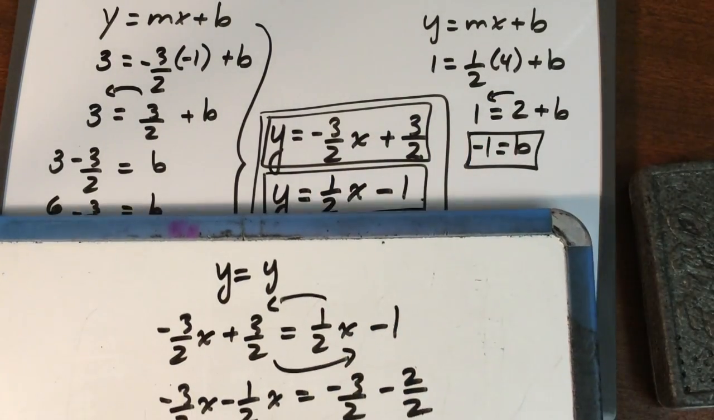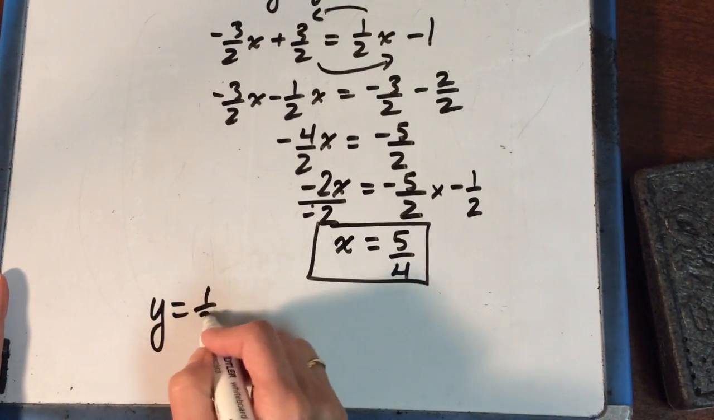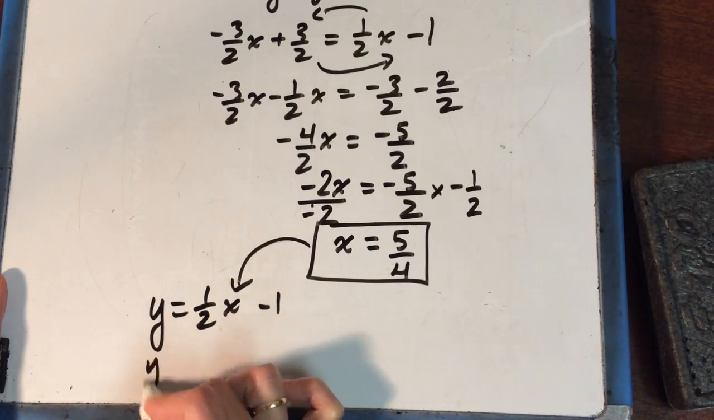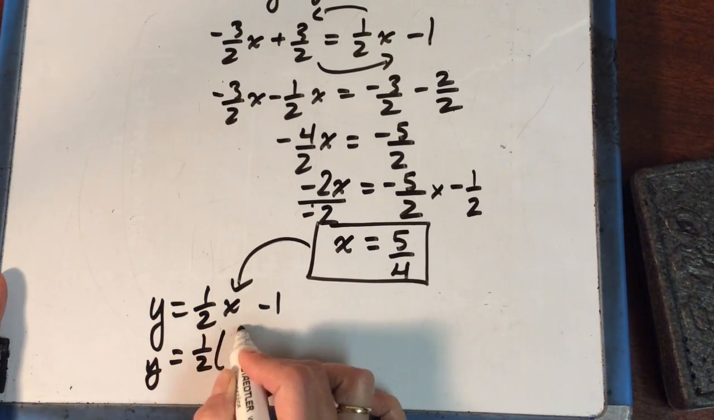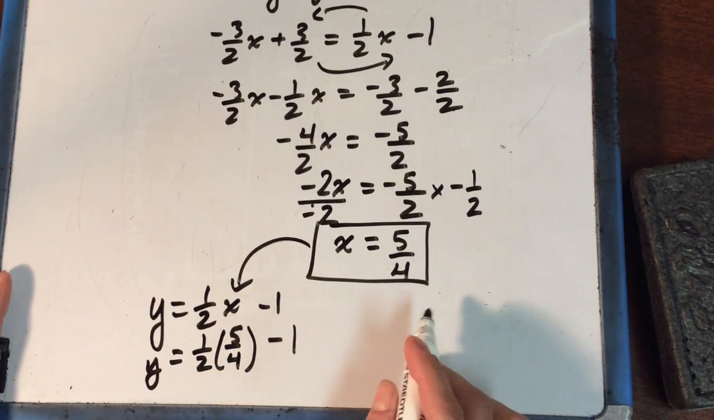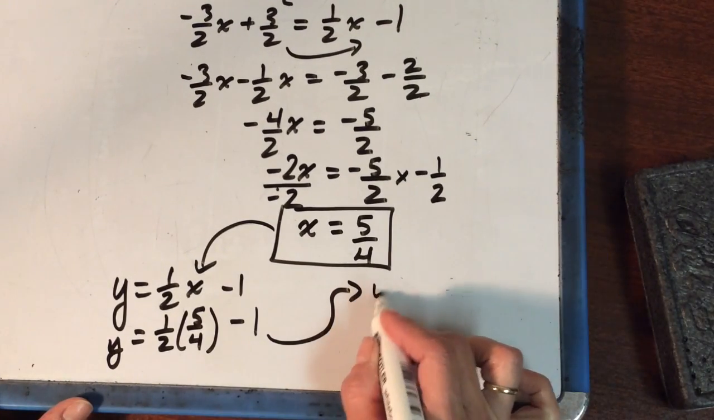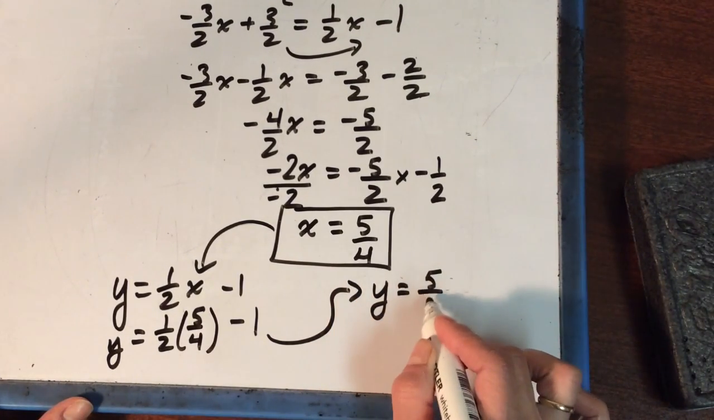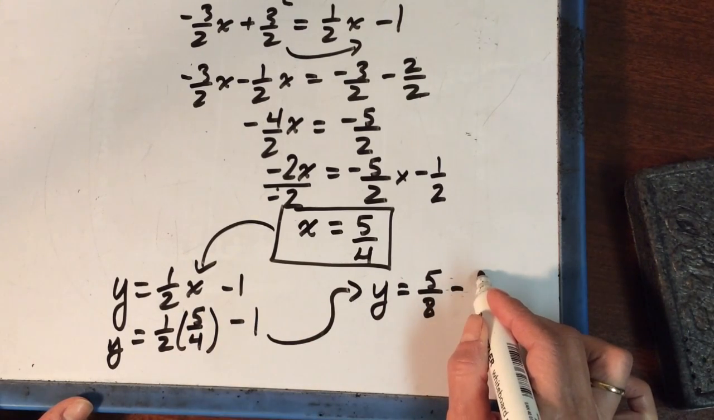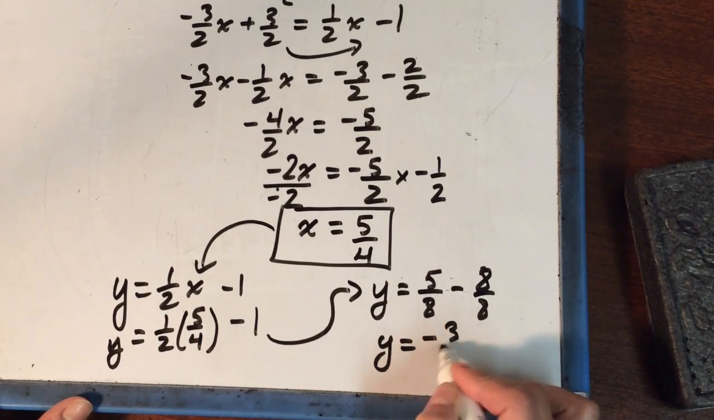So we can plug it into this one. So y is equal to 1/2 x minus 1. Plug the x into here. y is equal to 1/2 times 5 over 4 minus 1. I don't have much room, let me continue over here. And so y is equal to 5 over 8 minus, let's do the common denominator, so that'll be 8 over 8. y is equal to negative 3 over 8.